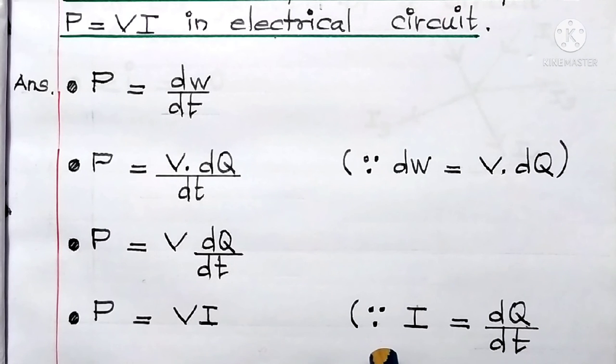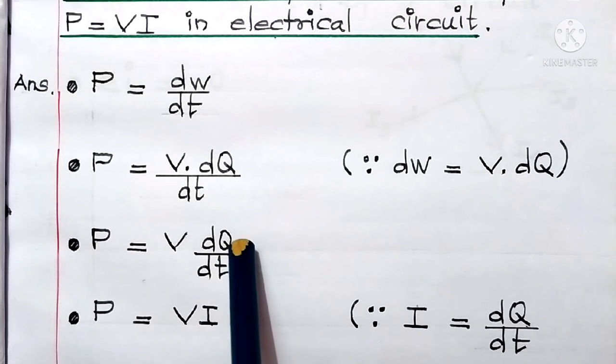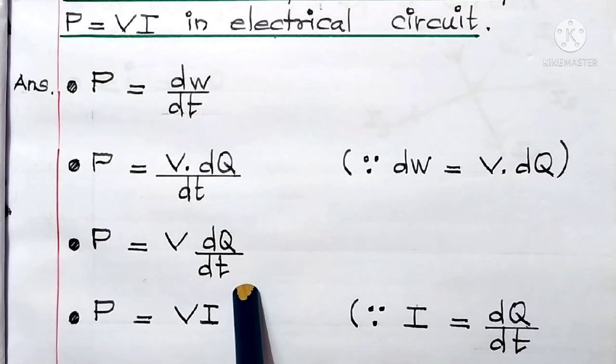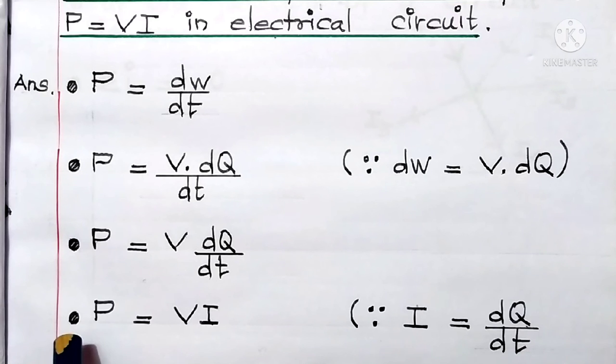The reason is I is equal to dQ by dt. That is, current is nothing but the rate of flow of charge. In other words, current is equal to charge by time. So here dQ stands for charge and dt stands for time. So in the place of dQ by dt, here it is written as capital I, that is nothing but current. So we have derived the expression P is equal to VI.